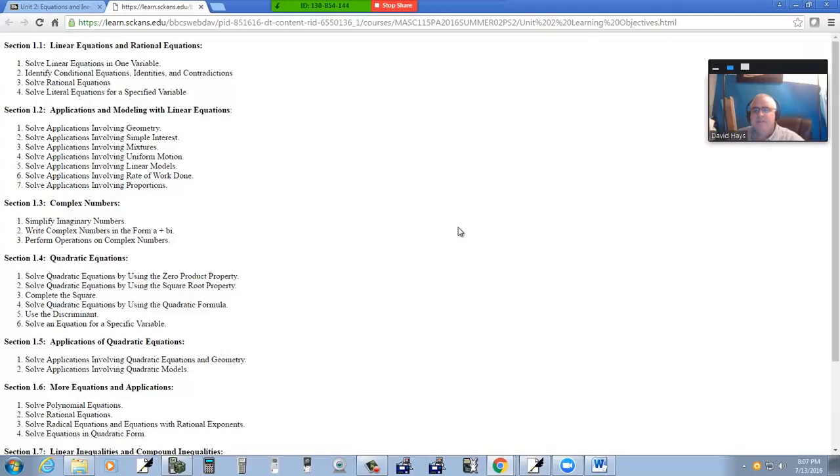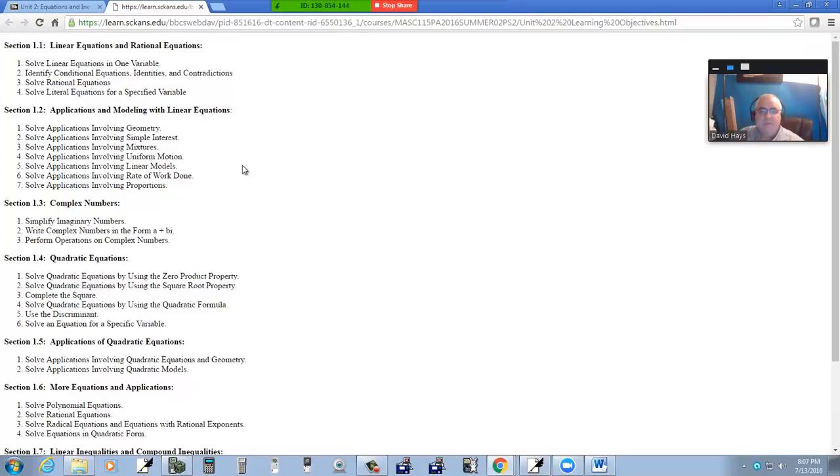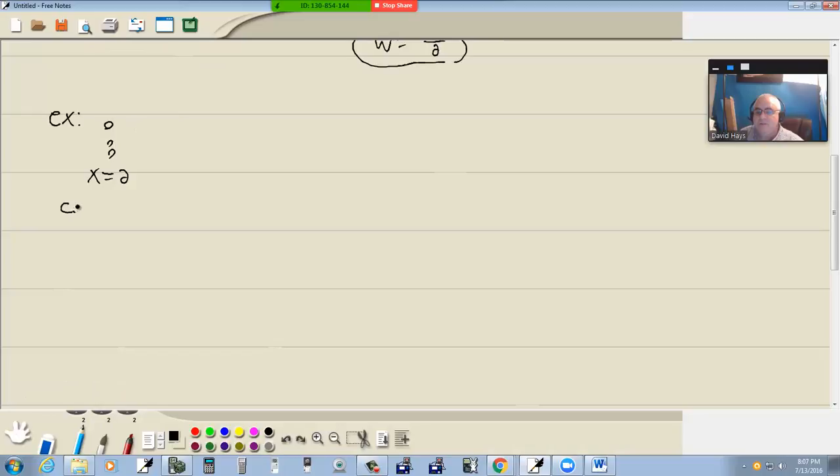Now the next topic is identifying conditional equations, identities, and contradictions. So I'm working a problem down, solving it just like normal. And I end up with answer, x equals 2. We have conditional equations, identities, and contradictions. If you come up with an answer, that's a conditional equation. So this would be a conditional equation. It means that the equation is conditionally true when x is equal to 2.